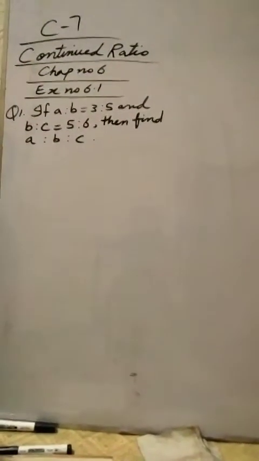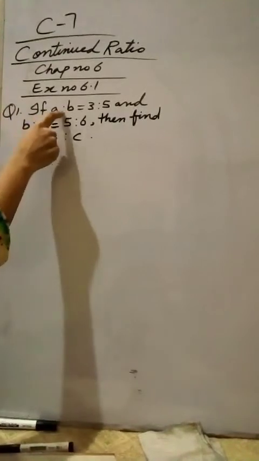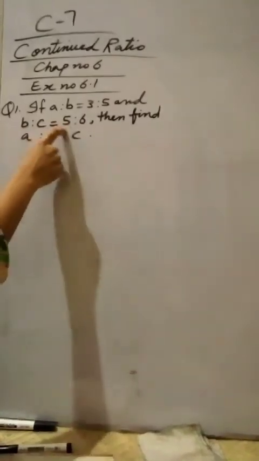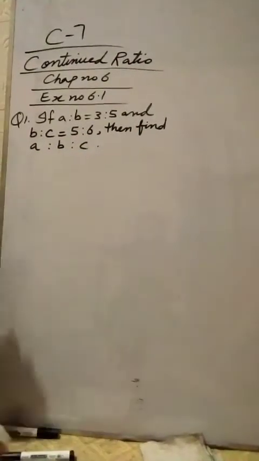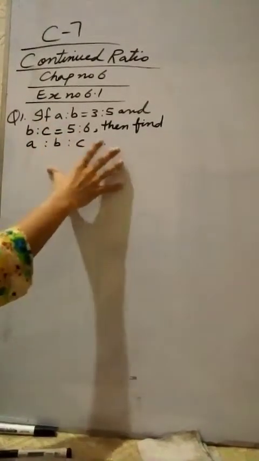Continued ratio, chapter number 6, 6.1, and question number 1 is, if A ratio B equals 3 ratio 5 and B ratio C equals 5 ratio 6, then you need to find A, B, C. First of all, we need to understand the concept of ratio. We have to solve this question.